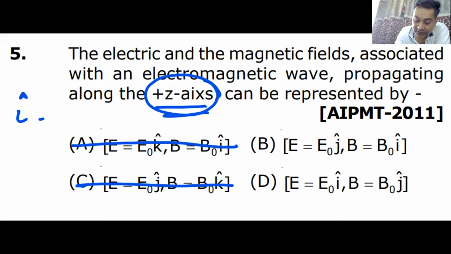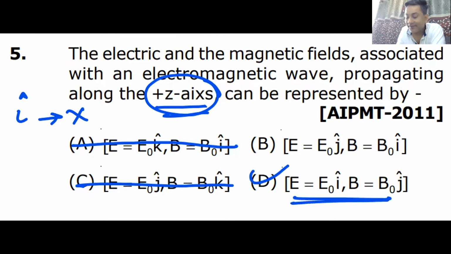Remember, i vector is along x-axis. Do you remember this? I cross j is k. That is correct, sir. That is what I was waiting for. I cross j is k. Do you remember it, sir? Yes, sir. That is what you need to remember.